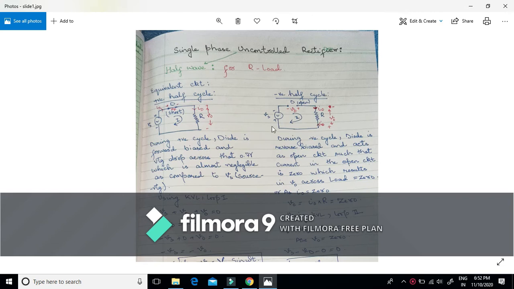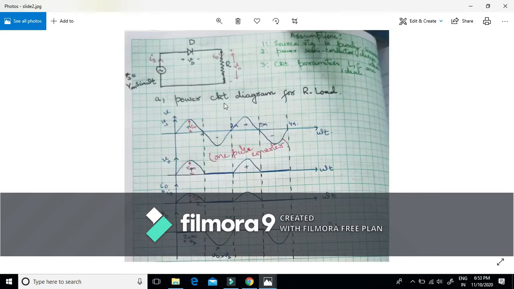Today's topic is single phase half wave uncontrolled rectifier for different types of loads. Firstly, I'm going to teach you single phase half wave uncontrolled rectifier for R load. This is the circuit diagram of single phase half wave uncontrolled rectifier for R load. This is the most simple AC to DC converter.